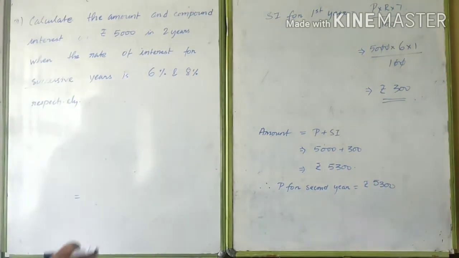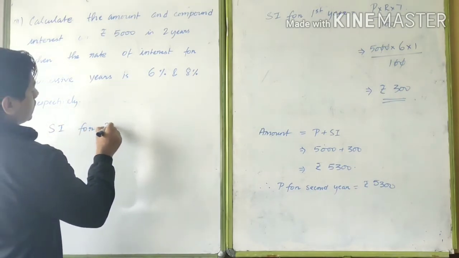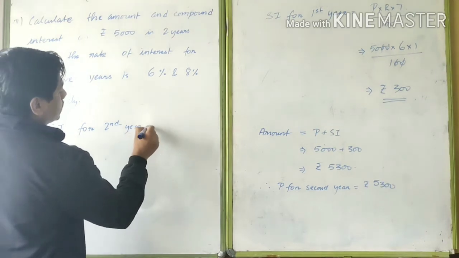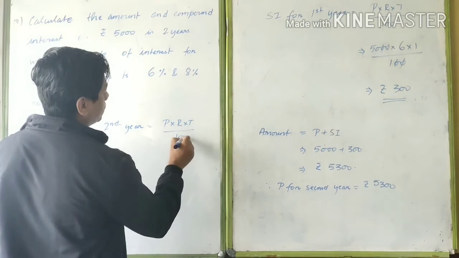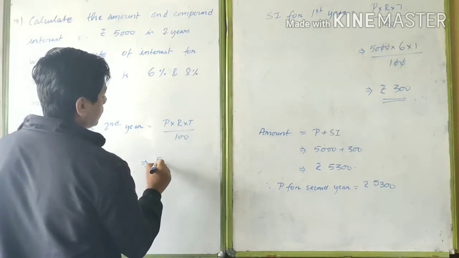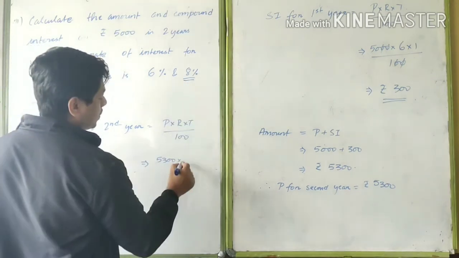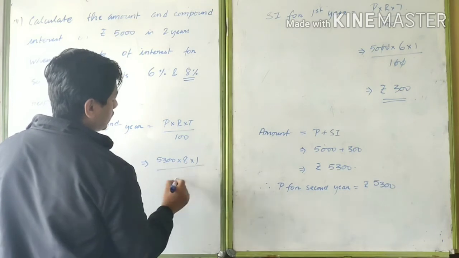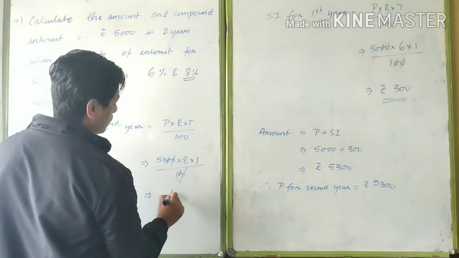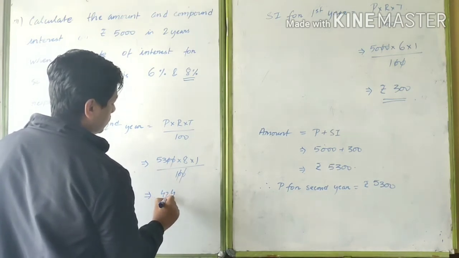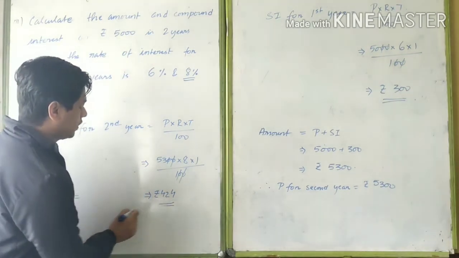Now similarly we are going to find the SI for the second year. SI for the second year equals P into R into T by 100. My P is rupees 5300. My rate will be 8% for the second year, into 1 divided by 100. 0, 0 gets cancelled. Rupees 424. This becomes my SI for the second year.